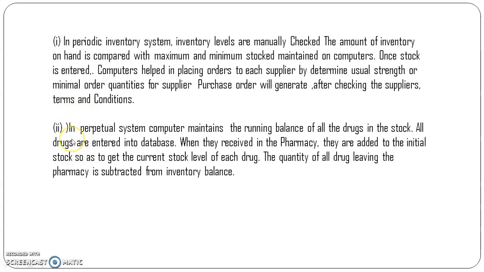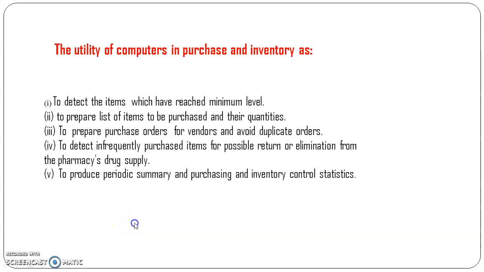Whereas in the perpetual system, the computer maintains the running balance of all the drugs in stock. All drugs are entered into the database. When they are received in the pharmacy, they are added to the initial stock so as to get the current stock level of each drug. The quantity of all drugs leaving the pharmacy is subtracted from the inventory balance.